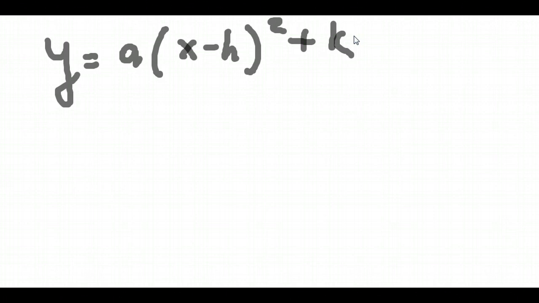Okay, and the last one is our a value. We know that your a value determines if your parabola opens up or opens down. If your a is greater than 0, you have an upward opening parabola. If it's less than 0, you have a downward opening parabola.